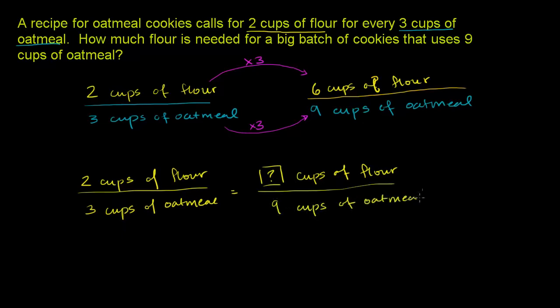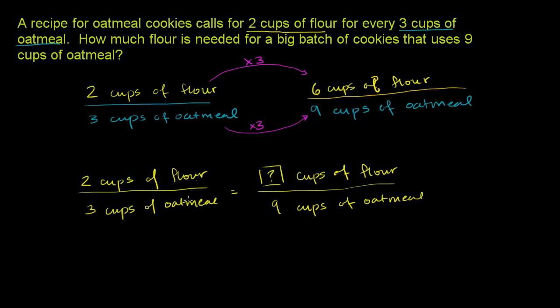And so I like this first way we did it because it's really just common sense. If we're tripling the oatmeal, then we're going to have to triple the flour to make the recipe in the same proportion. Another way, once you set up an equation like this, is to do a little bit of algebra. Some people might call it cross multiplying, but that is still using a little bit of algebra. And I'll show you why they're really the same thing.